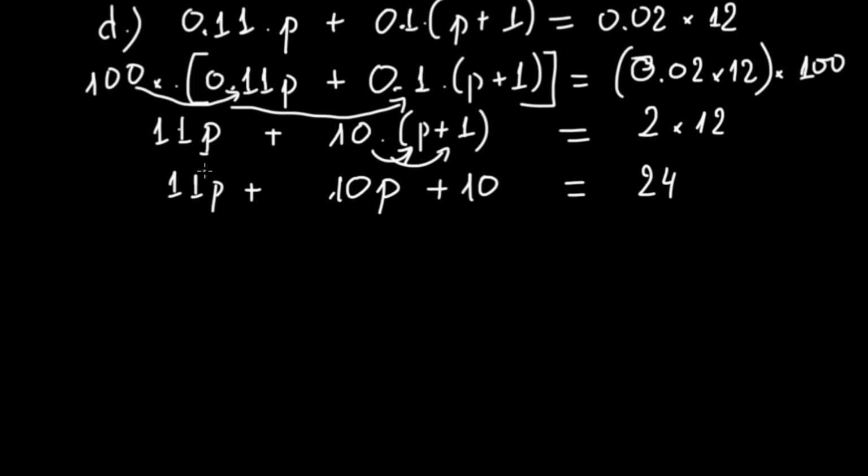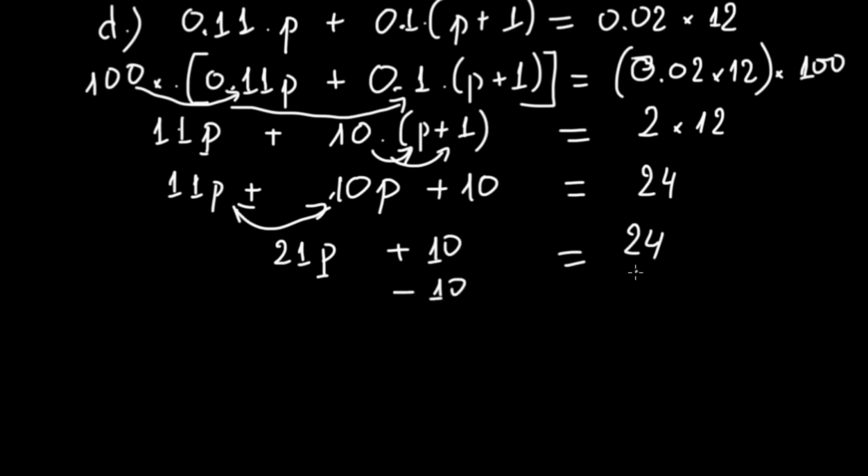You put it down. Now 11p plus 10p, you got 21p plus 10 equal 24. The left hand side is an expression for p, right? And we want to isolate the p. So we subtract both sides by 10. We use the addition property of equality, right? We get rid of number 10 on the left hand side. So the left hand side only has 21p. On the right hand side, 24 minus 10 equal 14.